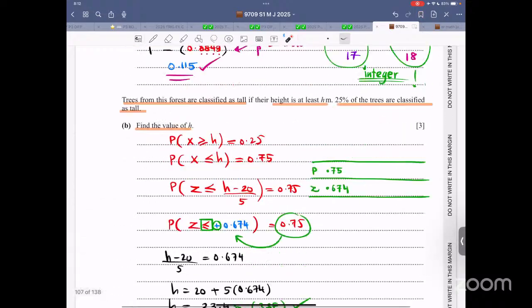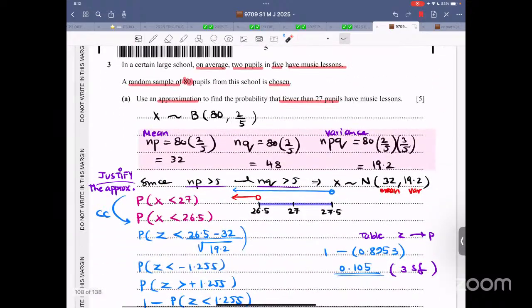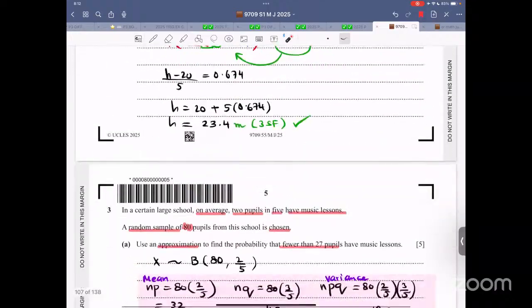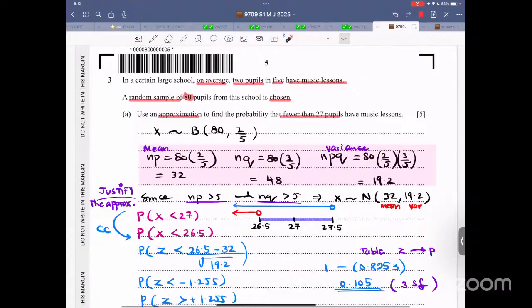So now it's time that we can talk about normal distribution. Let's talk about this normal distribution first. That is the normal approximation, and then another question of normal distribution. So now over here, let's have a look. It says in a certain large school, on average, 2 pupils in 5 have music lesson. A random sample of 80 pupils from the school is chosen. Use an approximation, find the probability fewer than 27 people have music lesson.